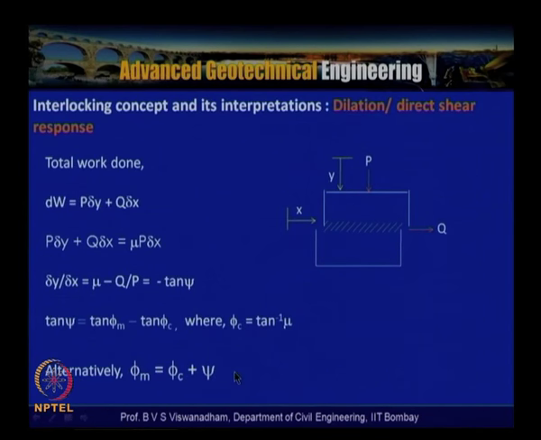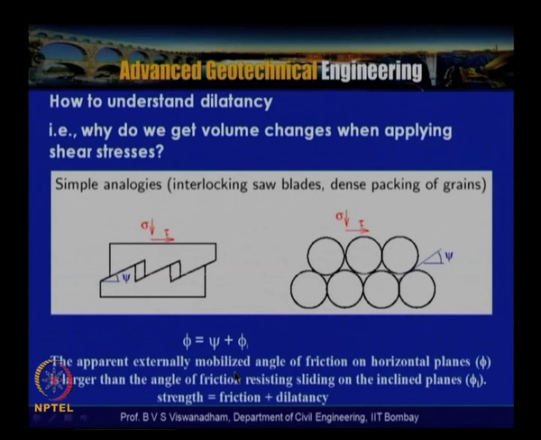So how do we understand this so called dilatancy? Why do we get volume changes when I apply the shear stresses? This can be explained with a simple analogy, which is a saw blade analogy. You can see that the orientation of these planes is upward, and this is the shear direction and this is the normal stress.